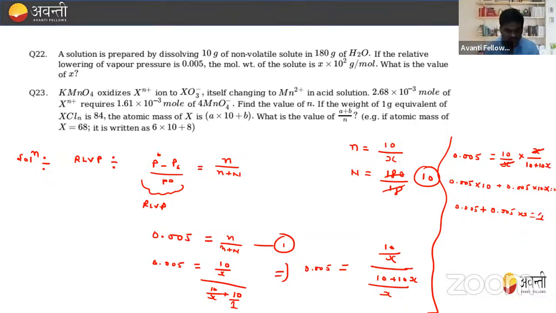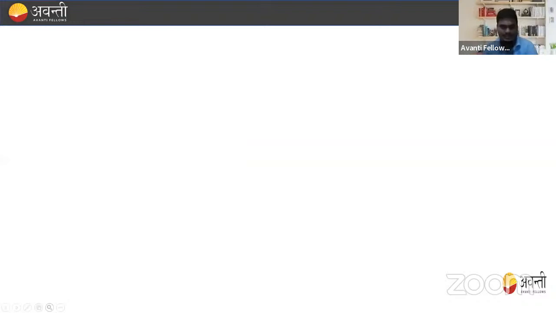So what is the value of x? It comes out to be 199. Right, so x comes out to be 199, and this is the correct answer. This is a simple question, we can say a state-based question from the relative lowering of vapor pressure. So this is a very simple question, right? This is all about question number 22.